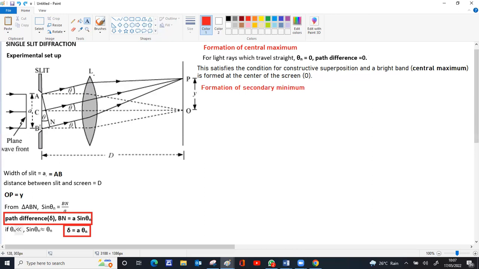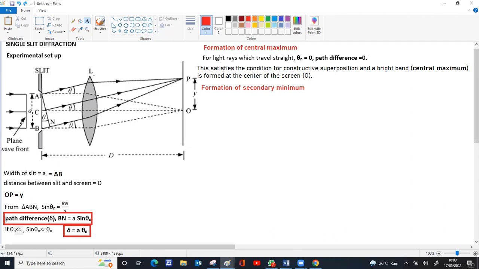Since we want lambda by 2 path difference for cancellation, imagine the whole slit AB divided into 2 identical half slits, AC and CB, so that the path difference becomes half when the width becomes half. The total path difference for AB is lambda, so the path difference for AC will be lambda by 2. That means light from A and C reaching P will have a path difference lambda by 2 if A and B reaching P is lambda. So the light from A and C gets cancelled because of destructive superposition.